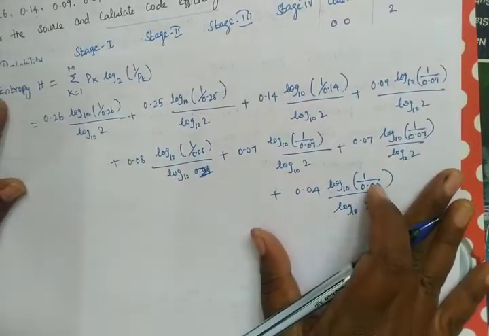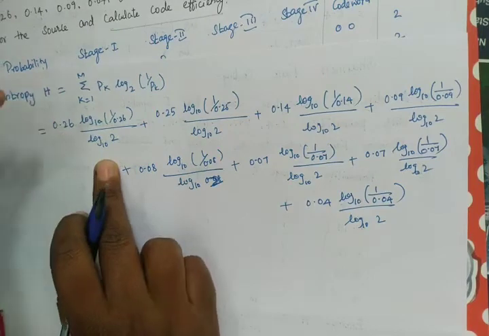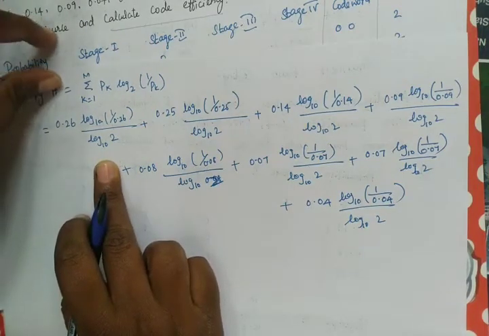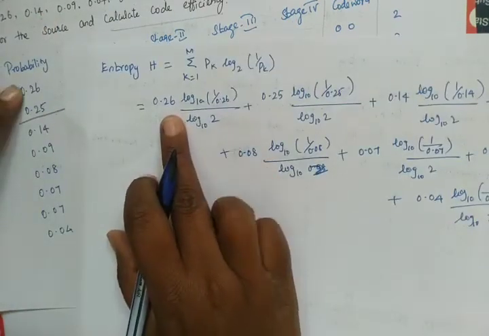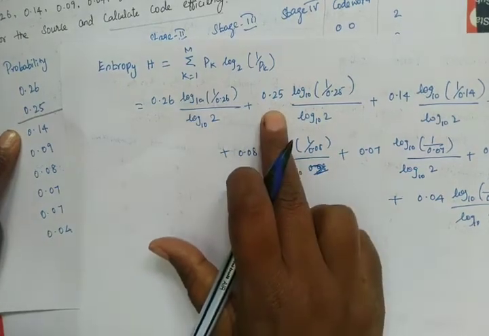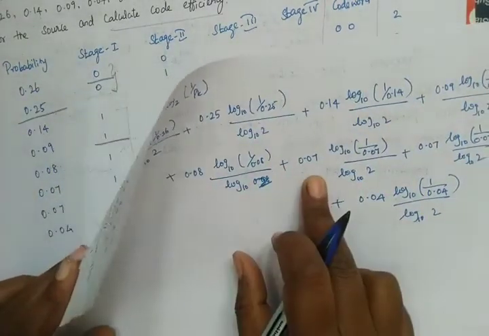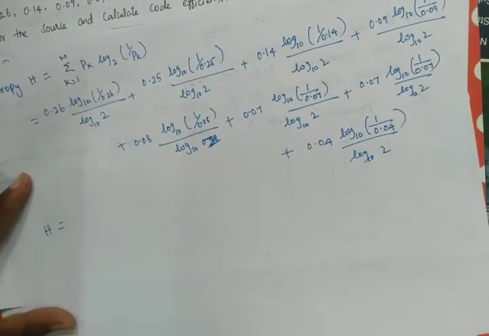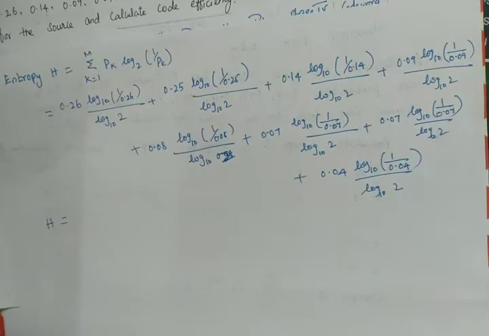Just expand the equation. But what we did is, instead of log base 2, I have written log base 10 directly, because in the previous problem I said how to convert log base 2 to log base 10. So that is 0.26, that is our probability. So 0.26 log base 10 of 1 divided by 0.26, divided by log base 10 of 2. Then we have 0.25 probability, 0.14, 0.09, 0.08, 0.07, 0.07, 0.04. Now what we have to find? Entropy H is equal to. Now use calculator and find what is the value of H.